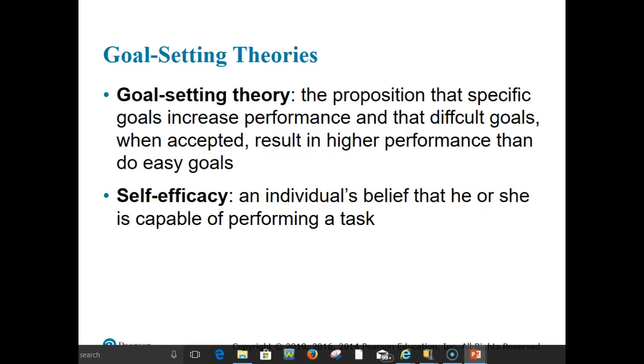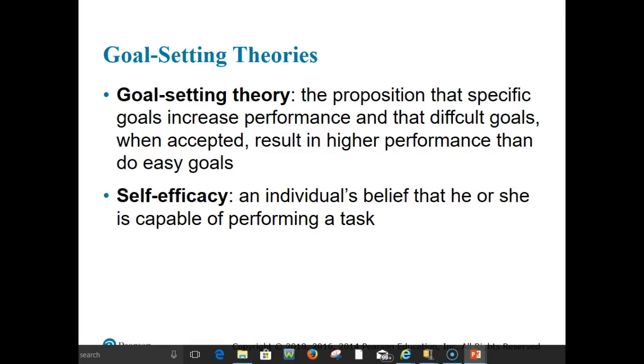So research provides substantial support for the goal-setting theory, which says that specific goals increase performance and that difficult goals, when accepted, result in higher performance than do easy goals. Now, self-efficacy refers to an individual's belief that he or she is capable of performing a task. The higher your self-efficacy, the more confidence you have in your ability to succeed in a task.